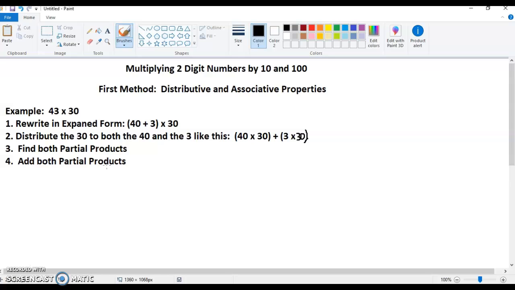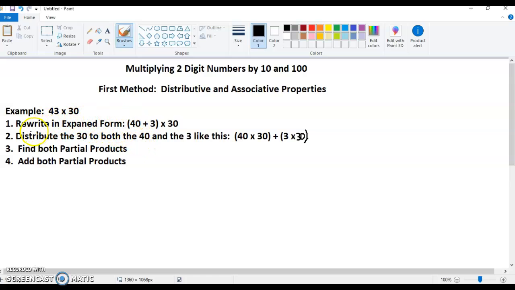The first one I think can be a little confusing because of the vocabulary associated with it. The first one that's introduced in your lessons is using the distributive and associative properties to multiply two-digit numbers by numbers that have a value of 10 or a value of 100. So I hope this seems simple. The example that I'm showing here is 43 times 30.